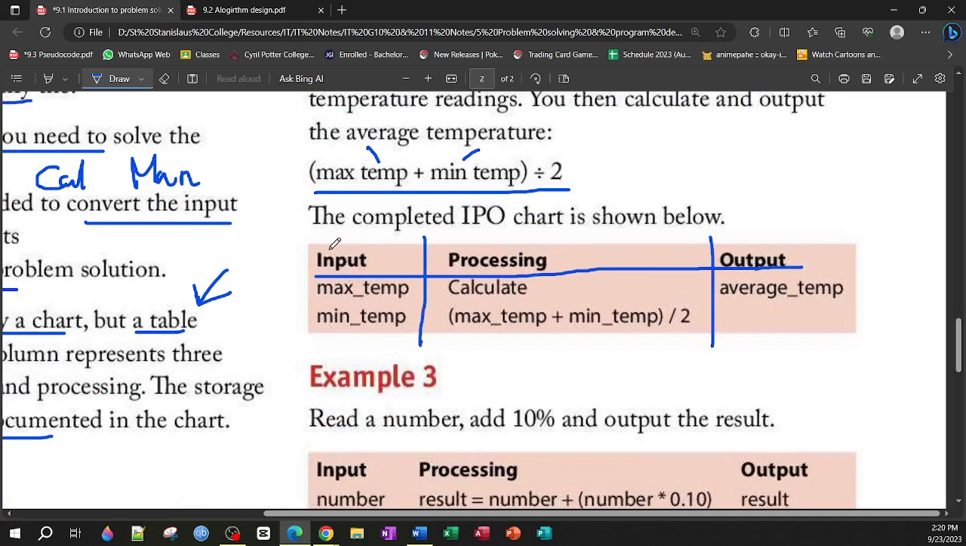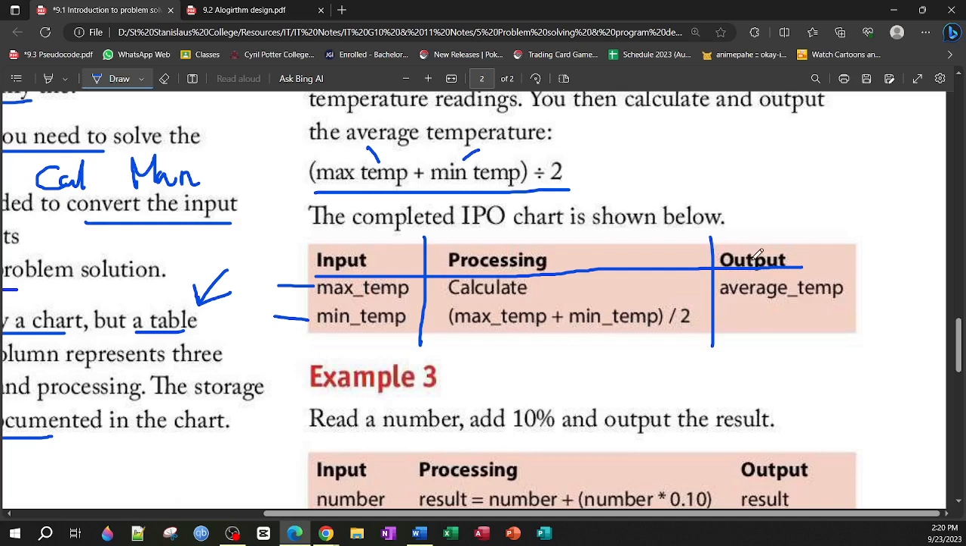So we have our table and our input. It's only 2 values, the maximum temperature and the minimum temperature. Now our processing, what are we going to do with this max temperature and this minimum temperature? Well, we're going to calculate. What calculation are we going to carry out? Notice we are now creating the formula. We're saying to add max and min temperature, and notice the bracket, simple maths. Whatever's in bracket, we calculate first, and then we divide it by 2. So we have our calculation there.